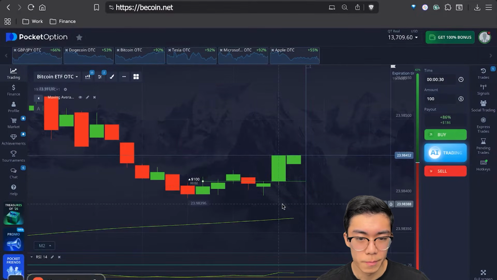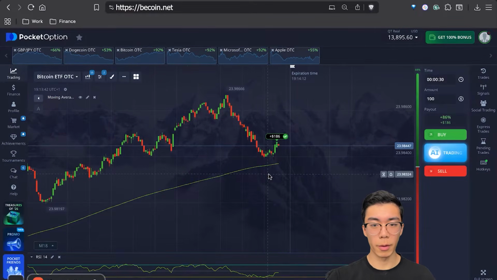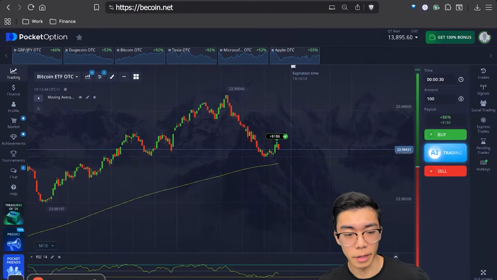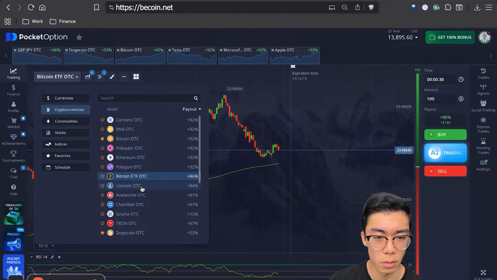Let's see, it swings. And sure enough, voila. Okay. So we got a little bit of our money back right there. Didn't get all of our money back, but it's better than nothing. So let's see right here.